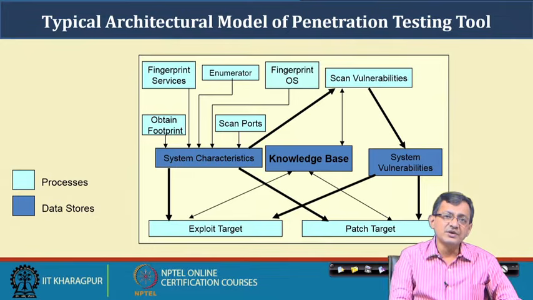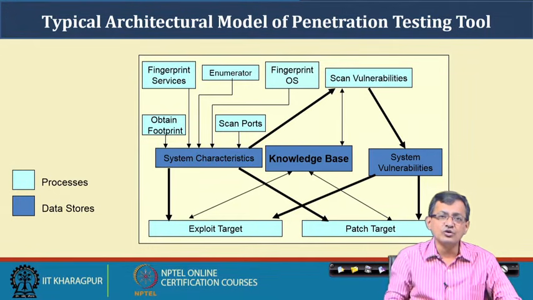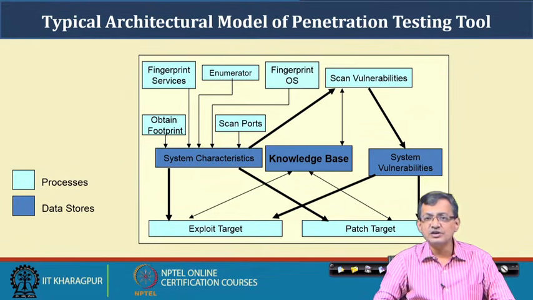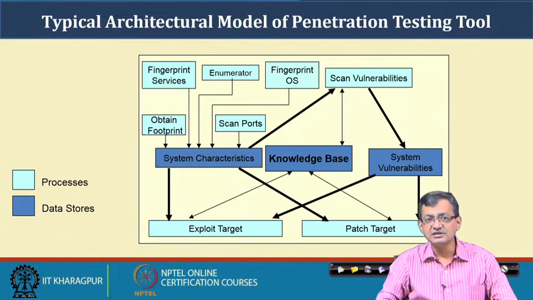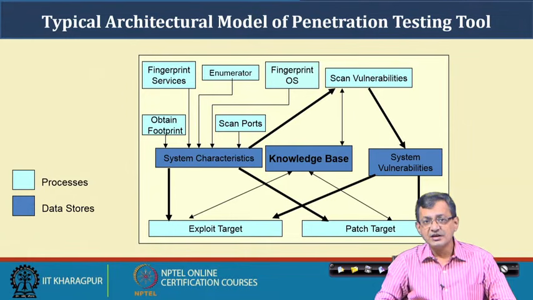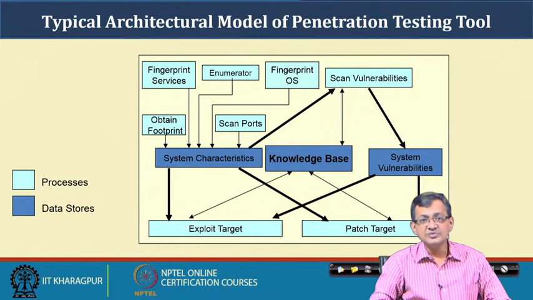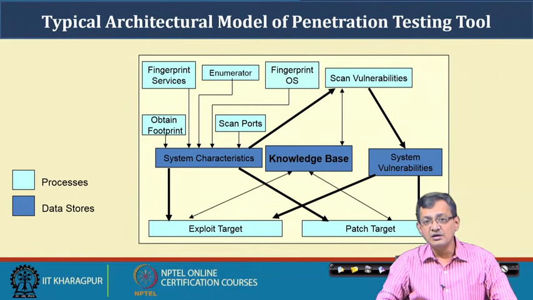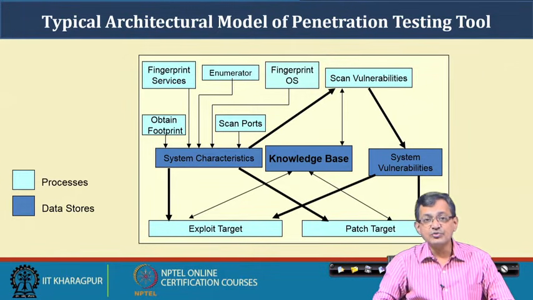Or if you look at the typical architectural model of a penetration testing tool, there are system characteristics, knowledge base and system vulnerabilities, right. So, these are the things: obtain footprint, fingerprint services, emulator, fingerprint OS, scan report. These are the things which go to find out the system characteristics. From this, scan vulnerabilities to find out what the vulnerabilities are, consulting the knowledge base for system vulnerabilities, then exploit targets can be there.